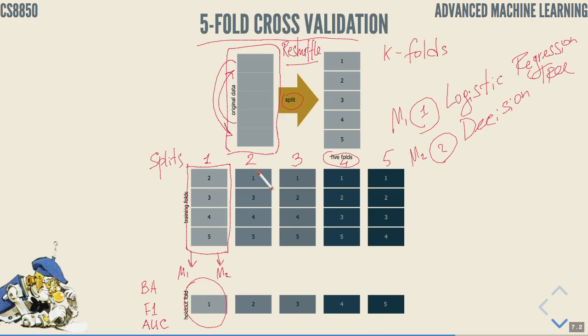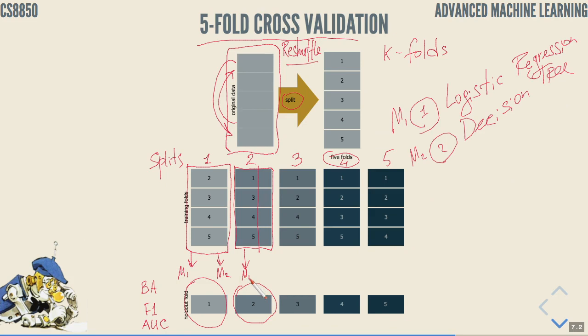Then we move on to this data set, or to this split, and train on new training data. It's now different. It excludes 2, but it includes 1. And again, we compute the performance of each model.